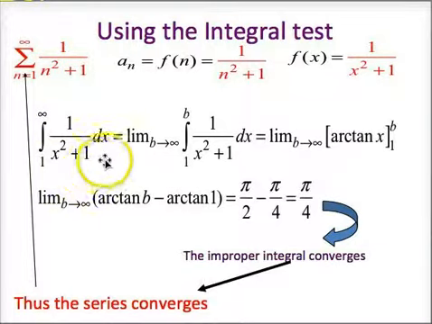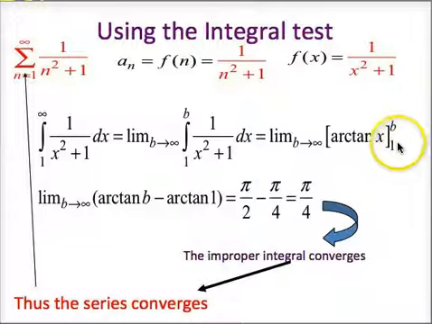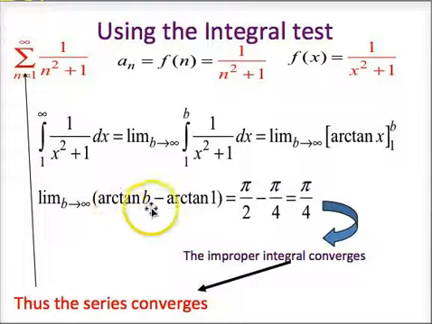Hopefully you all know that this is a flashcard integral, and when you integrate this, you get arctan. So now we have a limit as b approaches infinity of this function arctangent, and we're going to evaluate it from 1 to b. If I stick b in here, I get arctangent b, and if I stick 1, I get arctangent 1. We subtract them and take a limit as b approaches infinity.